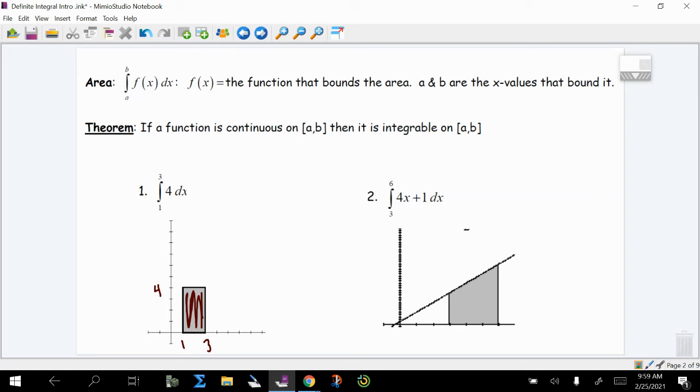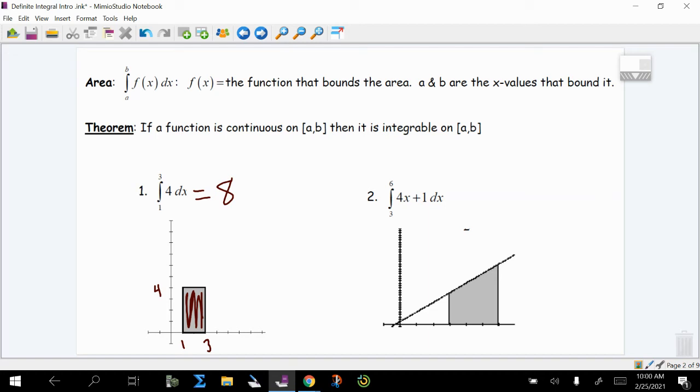I can actually get an answer by just using geometry. I know that it's a rectangle. I know a rectangle's area is length times width. So it's 2 wide, it's 4 high. So my answer is 8. Definite integrals, again, give a numeric answer, not an answer with variables still in it.